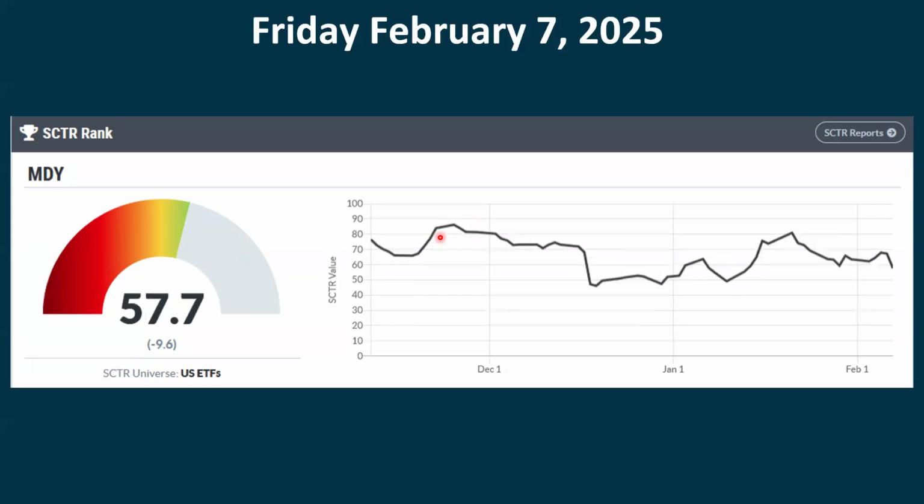Then we have the mid caps, which actually showed a little bit of strength this past week, not in the index itself, but we look at growth to value ratios. When growth is outperforming value, that's really positive for the market. When value is outperforming growth, that's more negative, or it's getting more defensive. And we've seen the growth to value ratio really moving up this past week, but it's not being reflected in the index itself. So it's coming in with a score of 57.7.